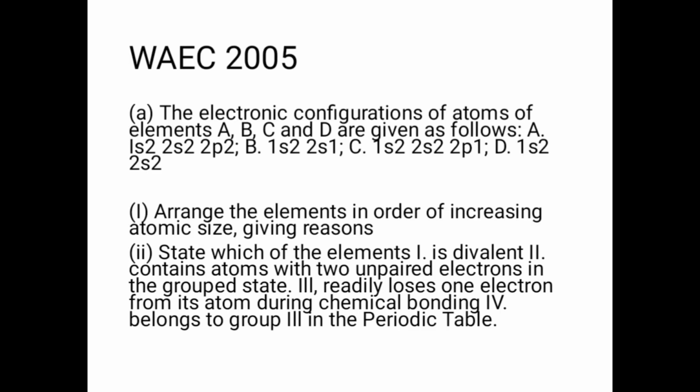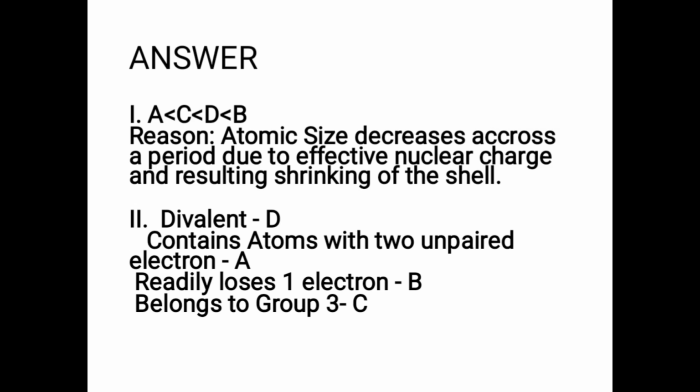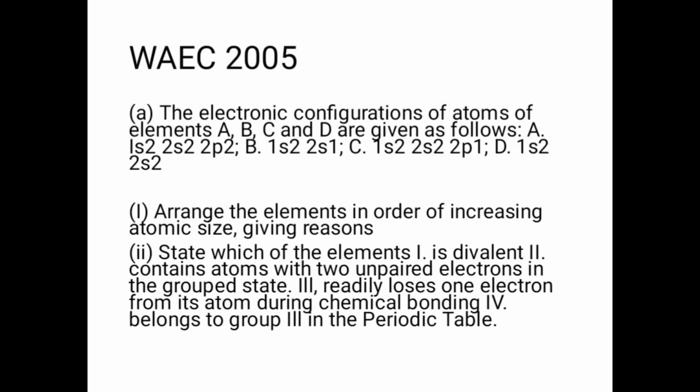And then the other question talked about the element that is divalent. When you say something is divalent, that means it has 2 valence electrons, and the ones that have 2 valence electrons are group 2. So the one that is divalent is D, which is beryllium. The one that contains 2 unpaired electrons is A, and that A is carbon.